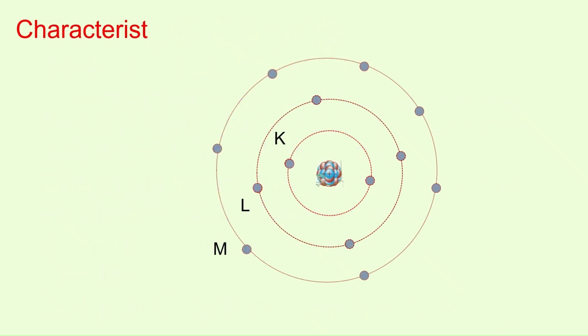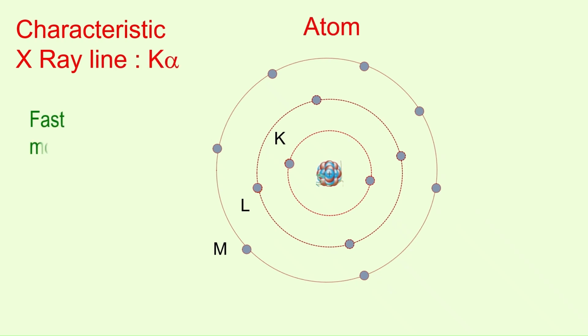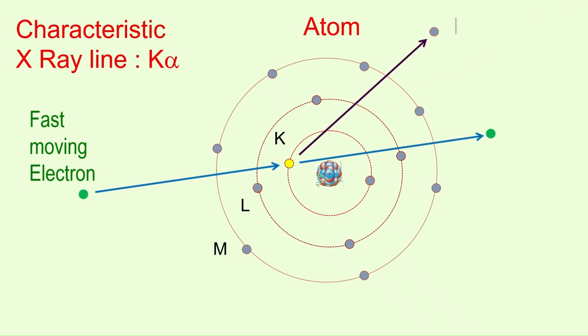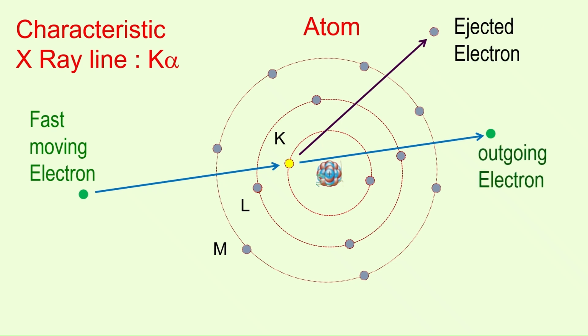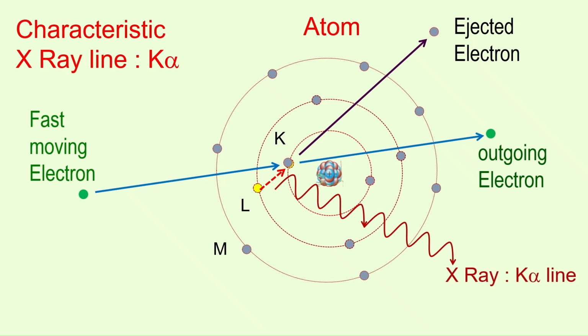Try to understand here with these animated diagrams. Characteristic X-ray line, K alpha. Watch the action of the fast-moving electron: an ejected electron, along with the outgoing electron. Watch how an electron from the L orbit moves to fill the vacancy in the K shell and releases X-rays of the K alpha line. K alpha, h nu equals energy of L orbit minus energy of K orbit.